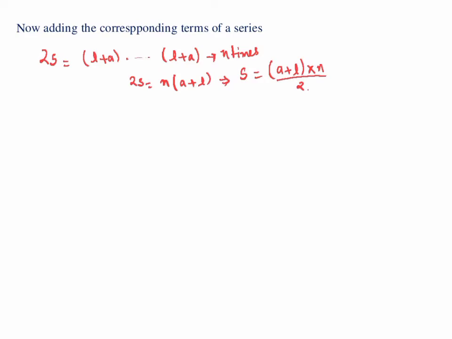So the sum is nothing but the sum of an AP, S equals first term, last term, average of first term and last term, times n.